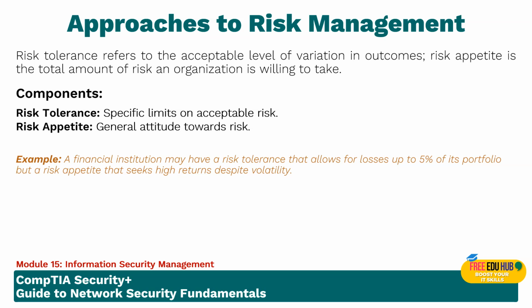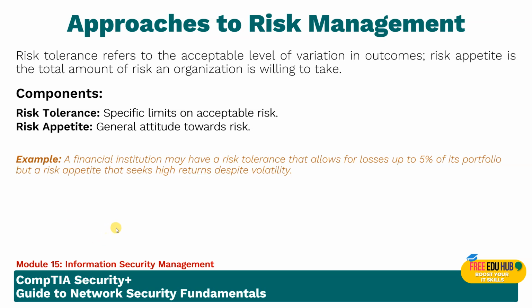Then we have risk appetite. On the other hand, it is the broader, general attitude towards taking risk. It reflects the overall amount of risk an organization is prepared to accept to achieve its strategic goals. While risk tolerance defines the boundaries, risk appetite sets the tone and direction for how risk would be approached in a broad manner.